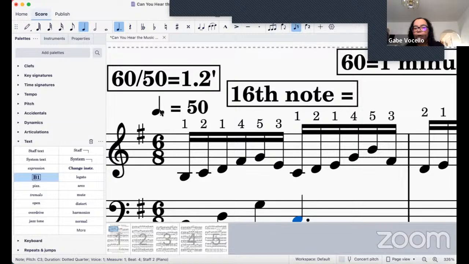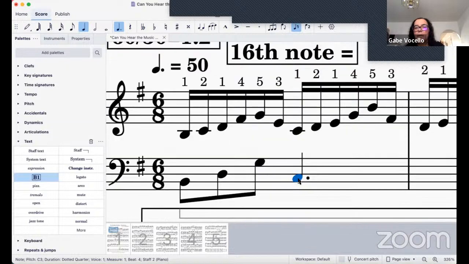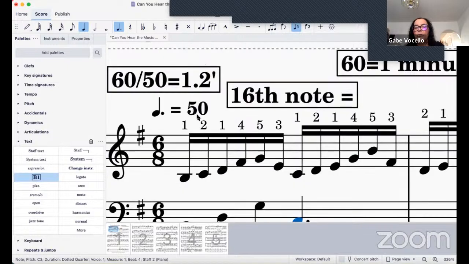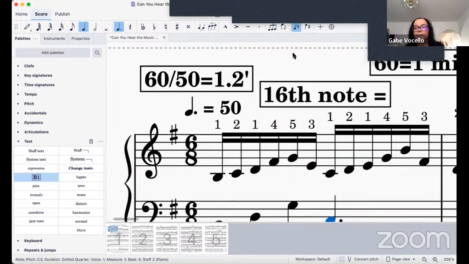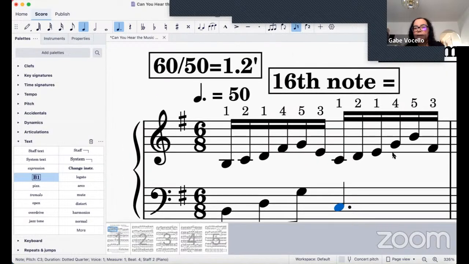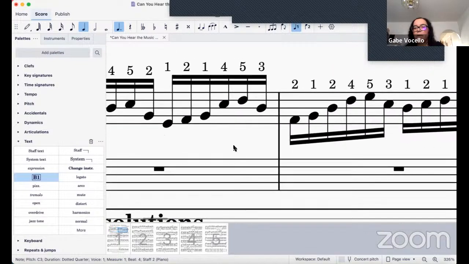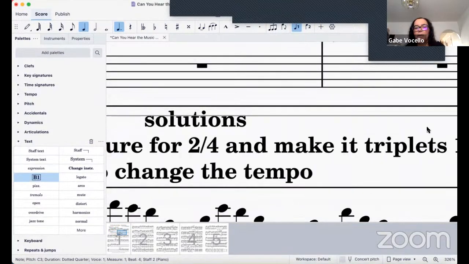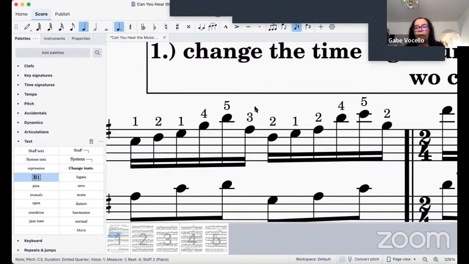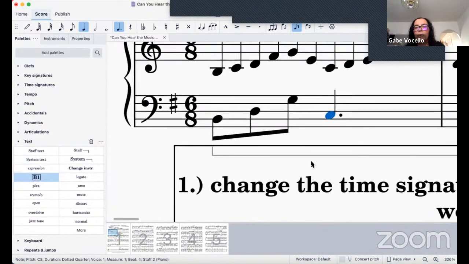So 1 dotted quarter note on the BPM is equal to 50. So for me to know the duration of the first measure, I get 60 divided by 50. So it's equal to 1.2 seconds duration. So I want to know for measures 1, 2, 3, and 4, what's the duration? So what do I do?